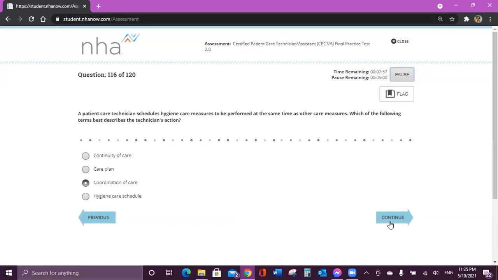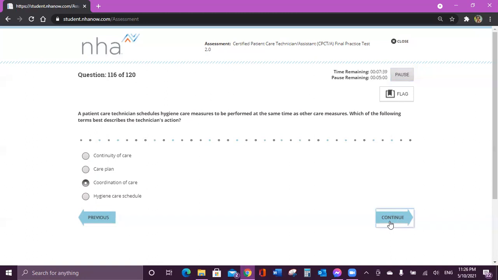Hygienic care, claro. Hygienic care schedule o coordination of care. La ¿Cuál tú crees? pregunta dice cómo es. Hygiene care measurement to perform at the same time another care measurement. Okay, yeah. Coordination, ¿verdad?